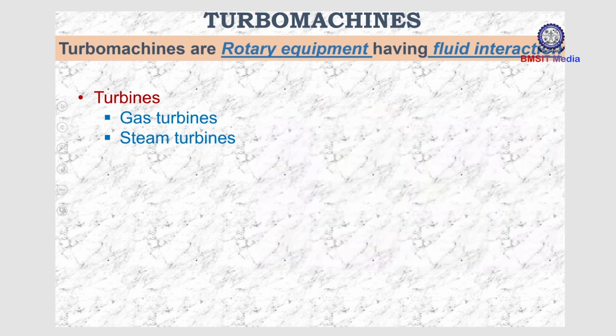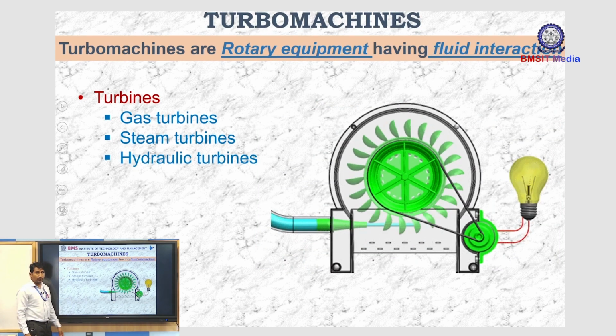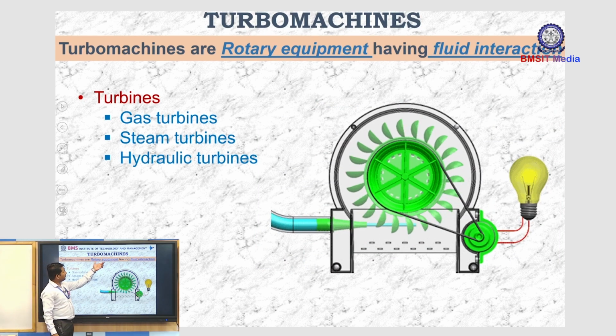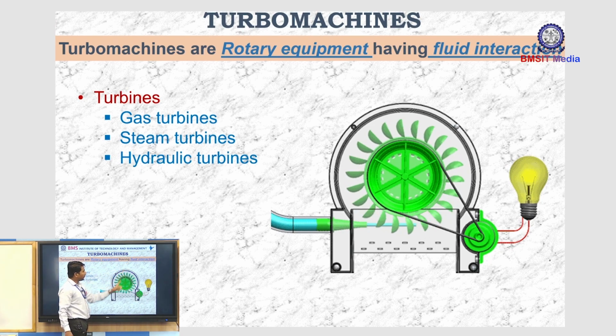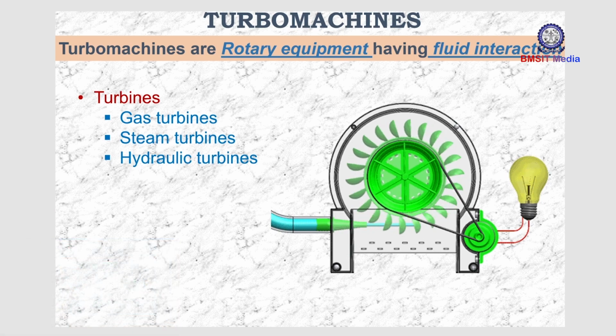Then the next type of turbo machine is the hydraulic turbine. In this, again, as the definition says, there is a rotary equipment as well as fluid interaction. This fluid is water, neither the gas nor the steam, as we discussed for the gas and steam turbines. Here, the fluid is water.